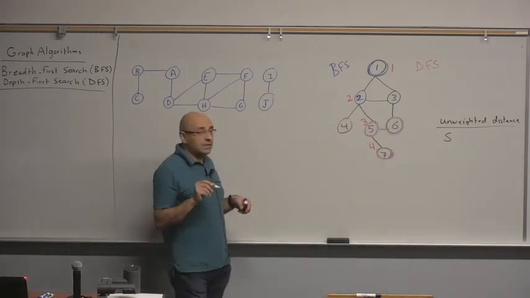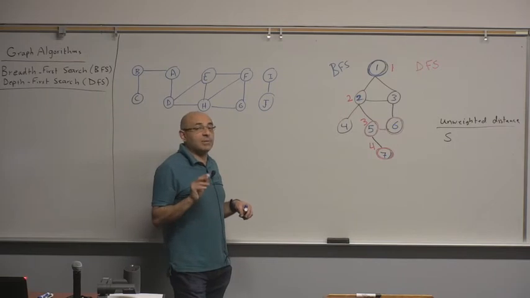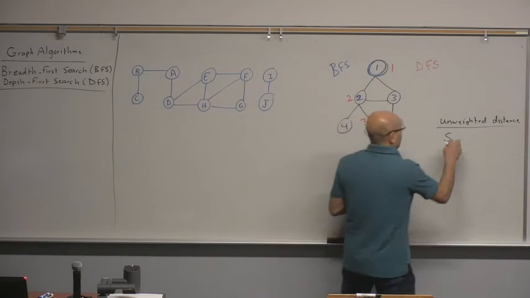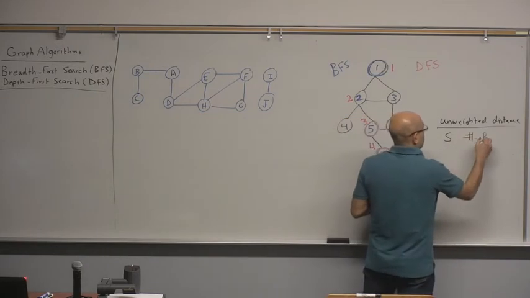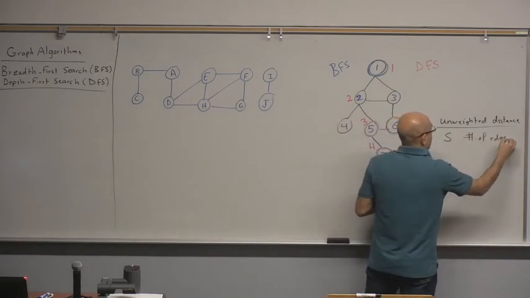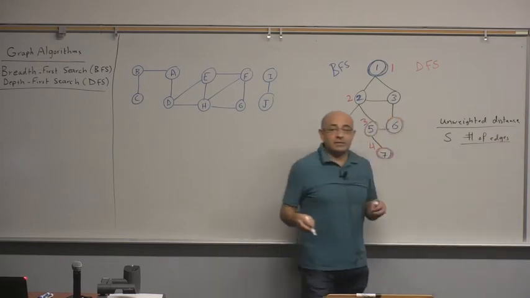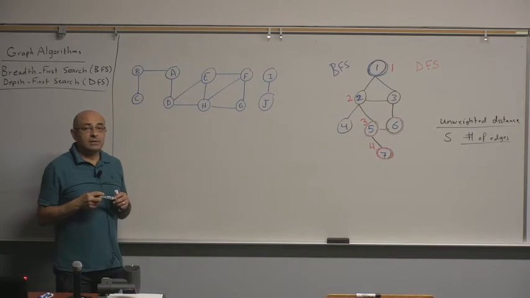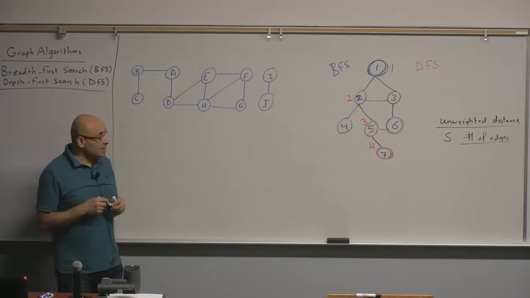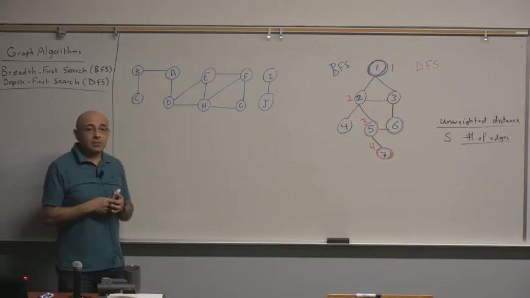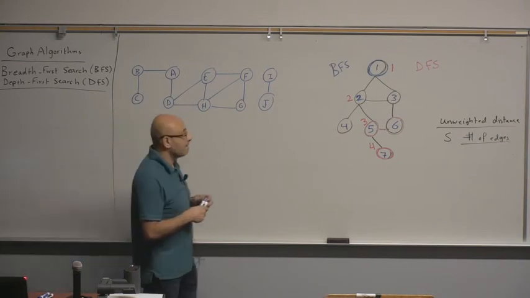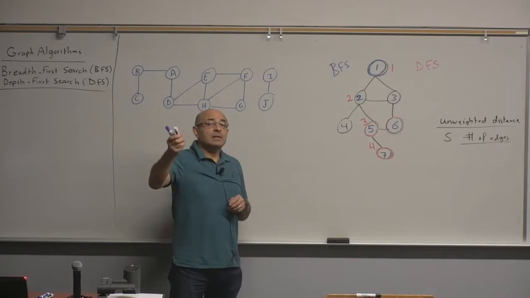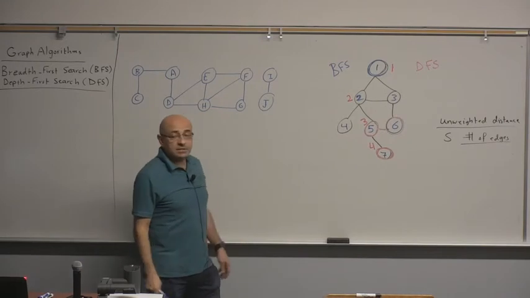Now, our definition of unweighted distance is the number of edges. So when we talk about an unweighted distance, it's just the number of edges, as opposed to the weighted distance. What's the weighted distance? So if the unweighted distance is the number of edges, what's the weighted distance? Total edge weights. Yeah, it's the sum of the edge weights.